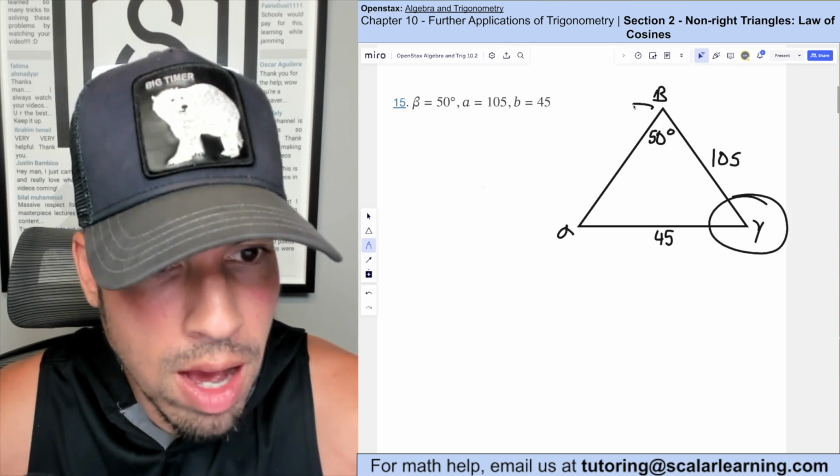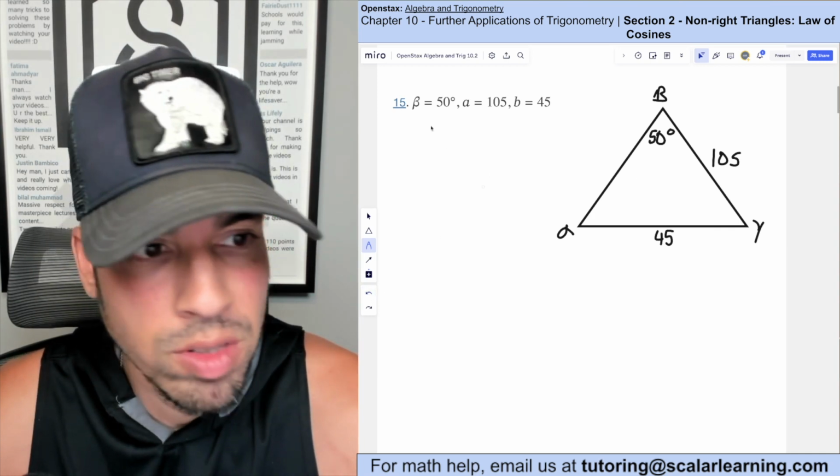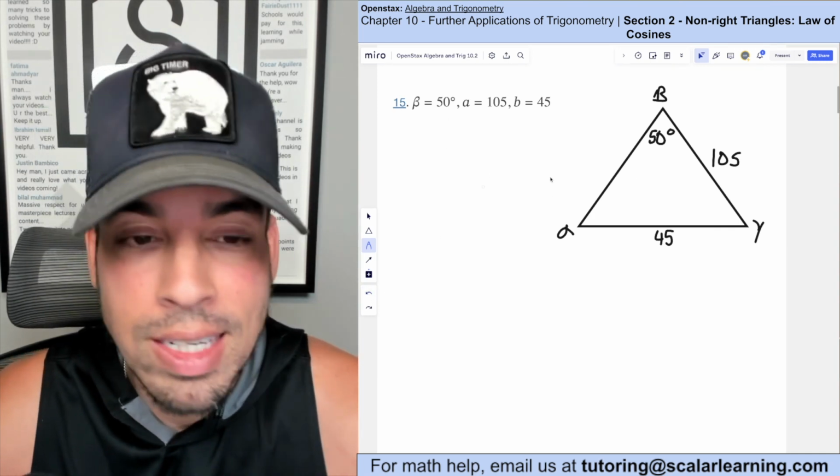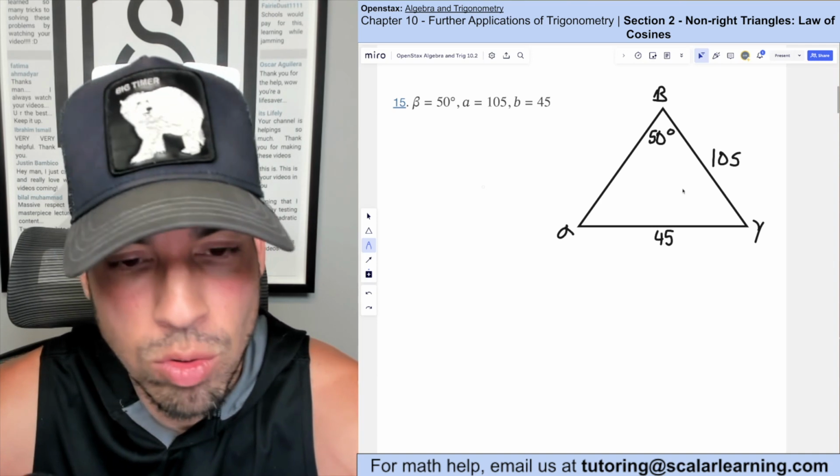So for this one, we can't start out right off the bat with law of cosines because we don't know the angle opposite the unknown side. So we got to start with law of sines. And that's a great way to approach it, by the way. See, can I use law of cosines? If I can't, then go to law of sines.